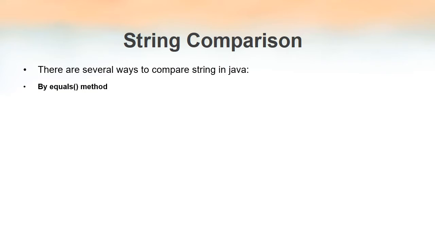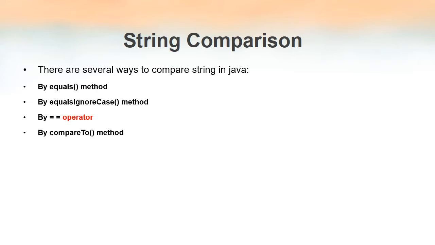There are several ways by which we can compare strings in Java. Some of the different methods and operators available for comparing strings are, first of all, the equals method, then the equals ignore case method, then the double equal operator, then the compareTo method, and the compareToIgnoreCase method. As you can see here, this double equal is an operator, it's not a method. All the remaining four are methods.